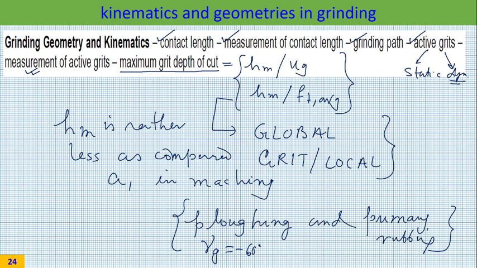Yes, if you use larger grit, you cannot reduce C beyond a particular value. Why can you not reduce? Because we have told C max is 1 upon dg square. So if this is large, this would be small. So if you have to reduce HM, C has to be large. For that, dg has to be used.